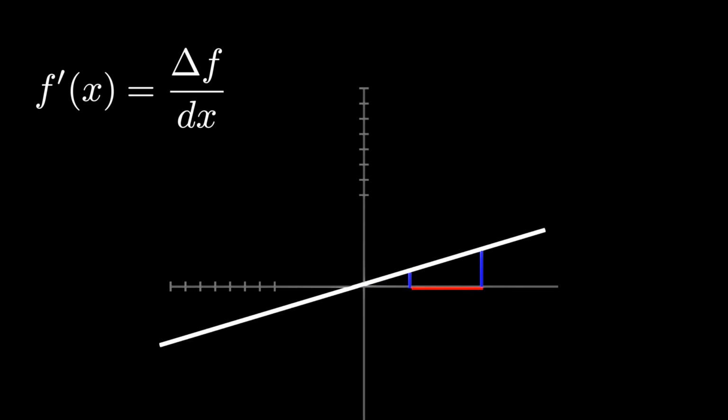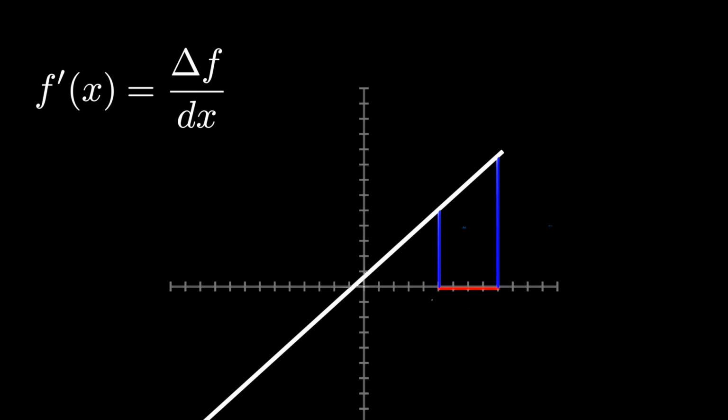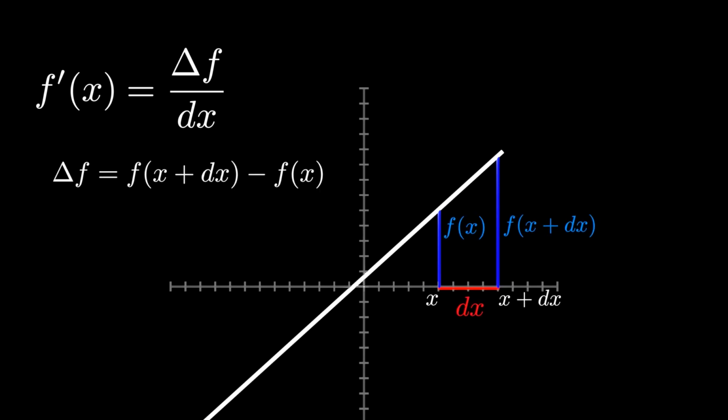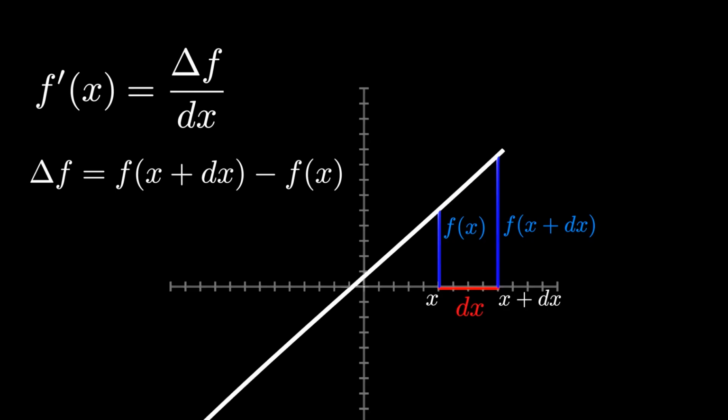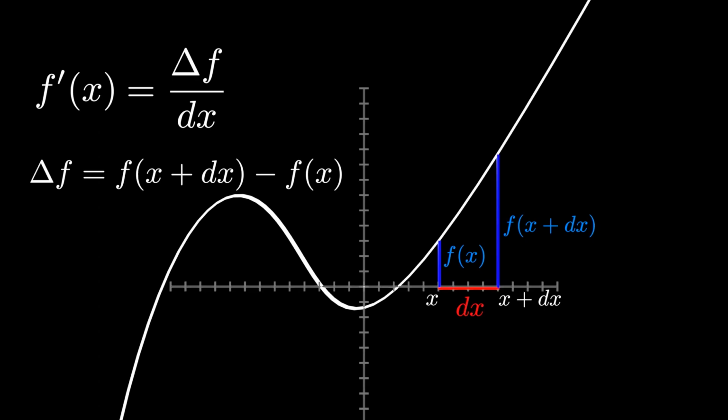If our change in x is dx, then our change in f is f of x plus dx minus f of x. For a general function, this only gives you an approximation depending on how large dx, the change in x, or the step you take, is.